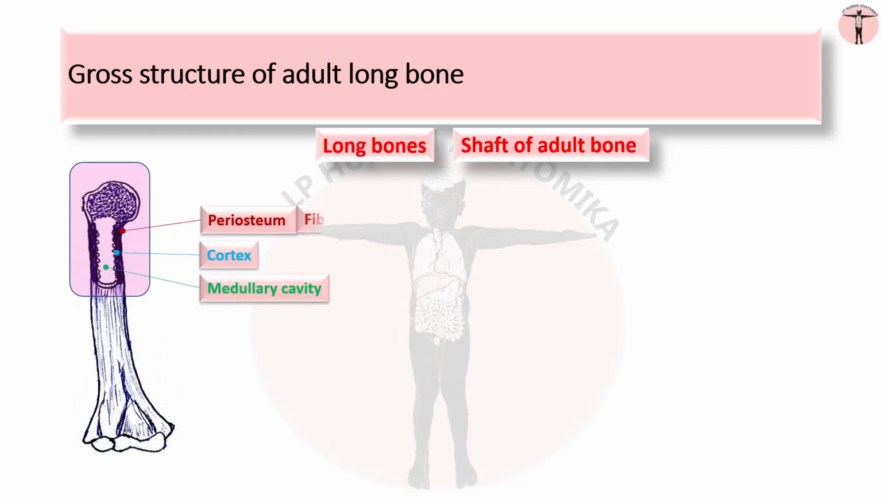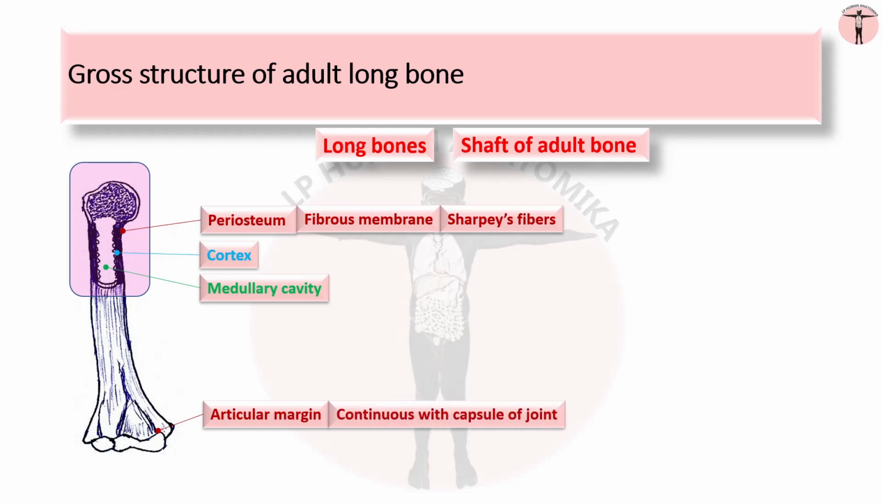Periosteum is a thick fibrous membrane covering the external surface of the bone. Periosteum is united to the underlying bone by Sharpey's fibers, and the union is particularly strong over the attachments of tendons and ligaments. At the articular margin, the periosteum is continuous with the capsule of the joint.